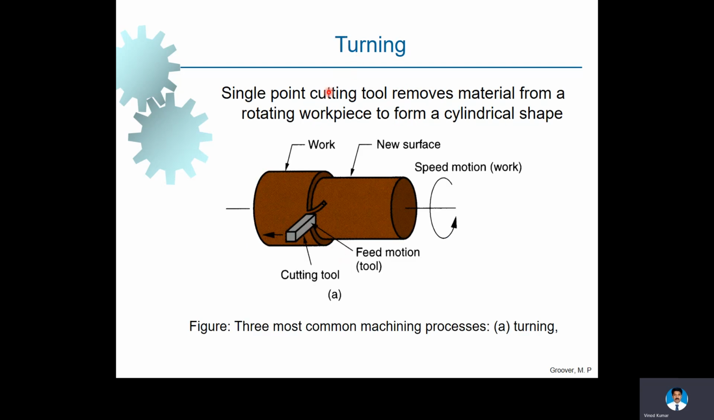What is the meaning of turning? Turning normally is a process which is done in a conventional or in a CNC lathe machine. Here we use a sharp cutting tool. It's a single point cutting tool which is used for cutting.